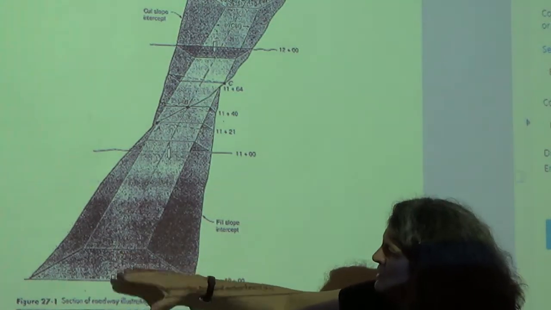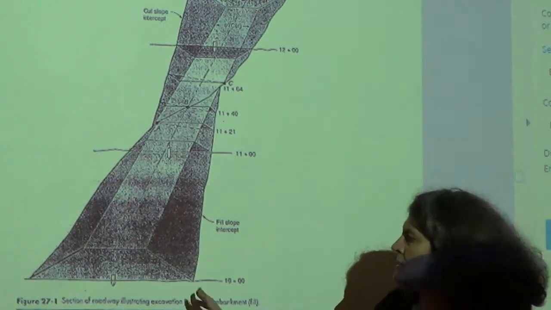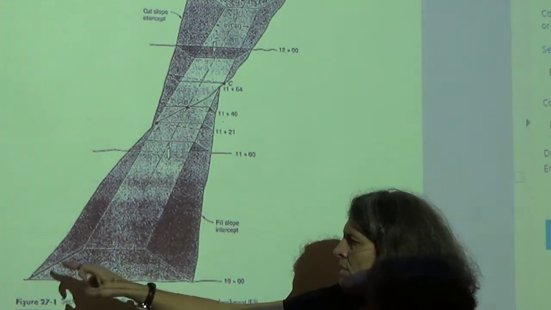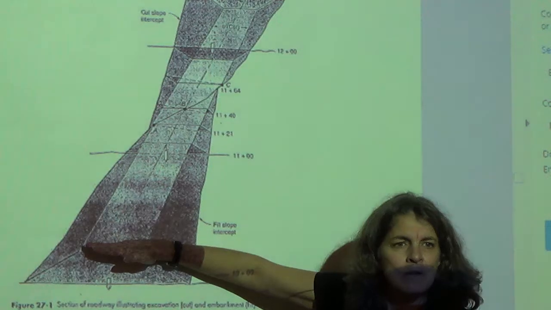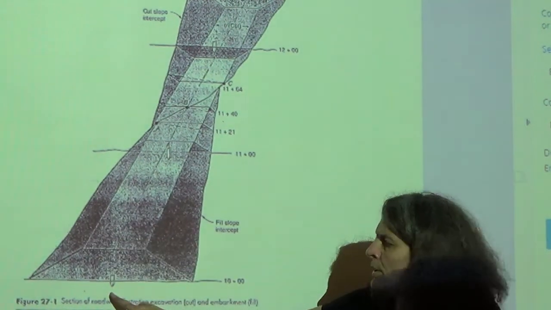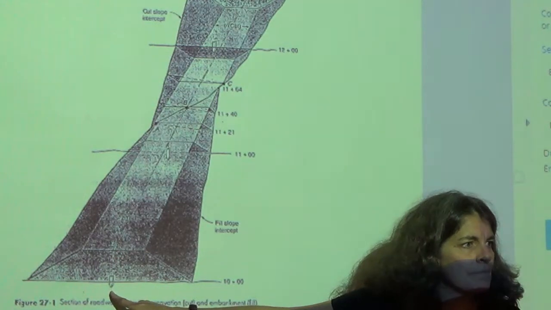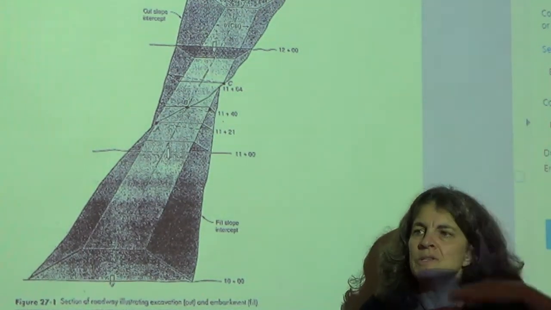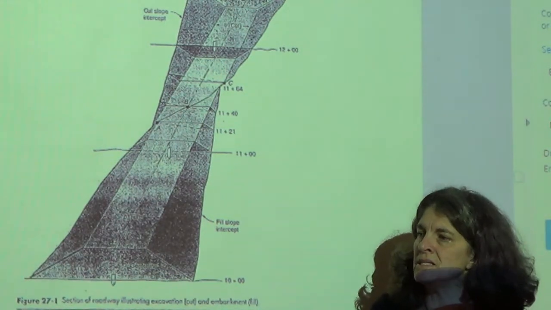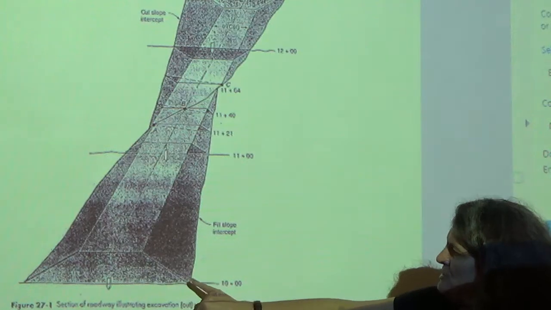So where is the road in reference to the existing ground? Looking here, the road is here, right? Where's the existing ground surface? Below it. How do you know that? There's a stake in the ground, right? You can't suspend a stake up here. A stake is always put in the ground at the existing ground surface. So here's the existing ground surface.